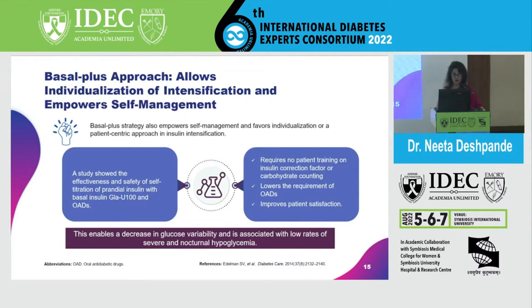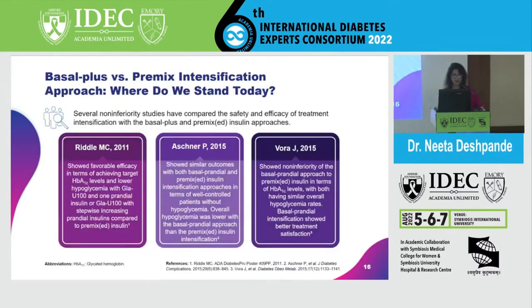So this is what a study showed, that the effectiveness and safety of self-titration of prandial insulin with basal insulin, glargine U100, and oral drugs. It requires no patient training on insulin correction factor or carbohydrate counting. It lowers the requirements of the oral drugs and improves patient satisfaction. And these are the important takeaways from this particular study.